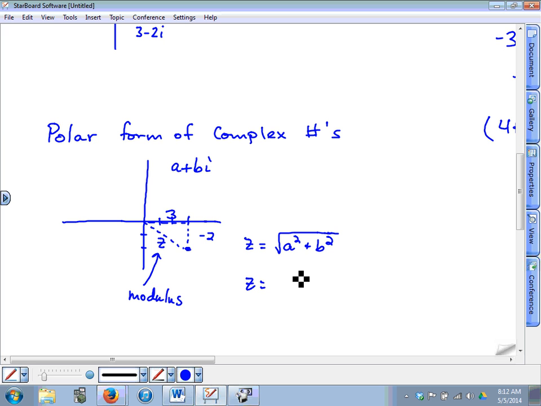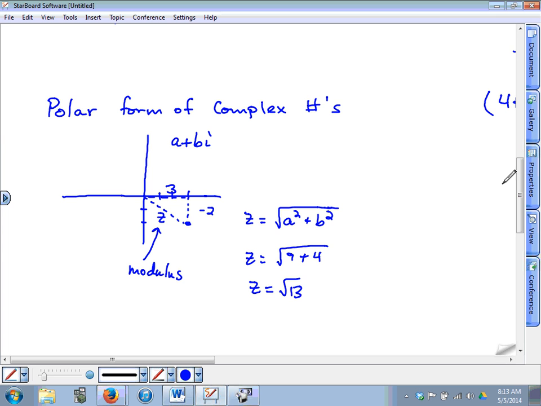Z equals the square root of 9 plus 4. So z equals the square root of 13. That would be the modulus for this particular complex number. So we're just talking about distances here now. We went a distance of 3 to the right and a distance of down 2, so that's -2.